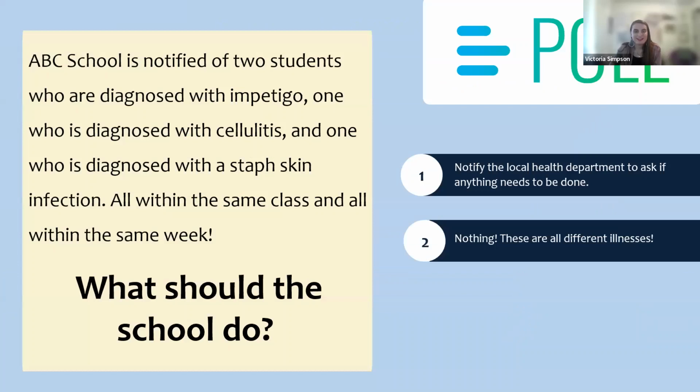So before we move on to our next illness, can you help me to answer this poll question? ABC School is notified of 2 students who are diagnosed with impetigo, 1 student who is diagnosed with cellulitis, and 1 student who is diagnosed with a staph skin infection. This all happens within the same week, and they're all within the same class. So what should the school do? Should they notify the local health department to ask if anything else needs to be done? Or do they not need to do anything because these are all different illnesses? So I'll give you some time to answer that.